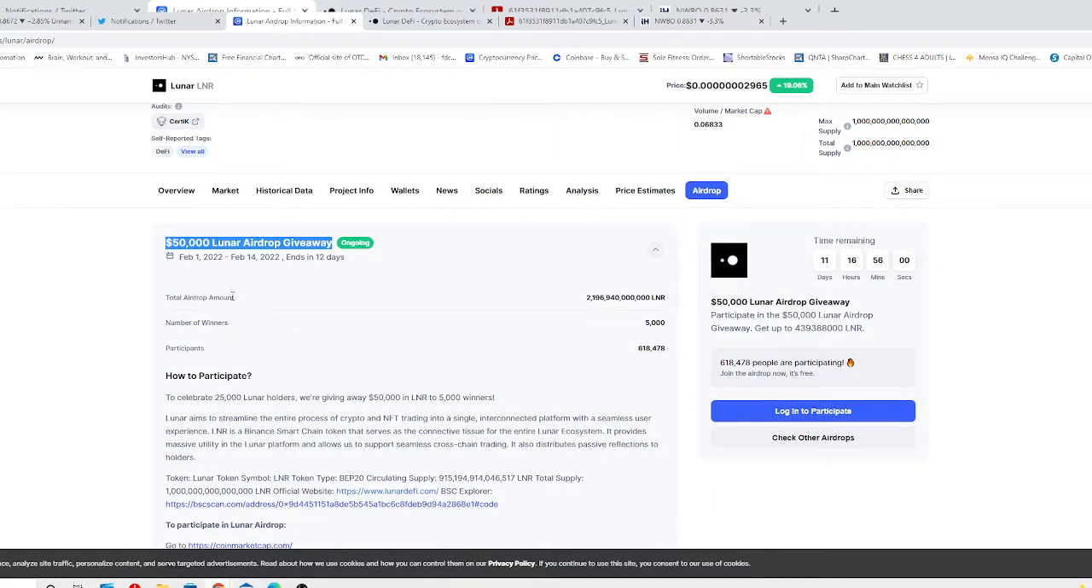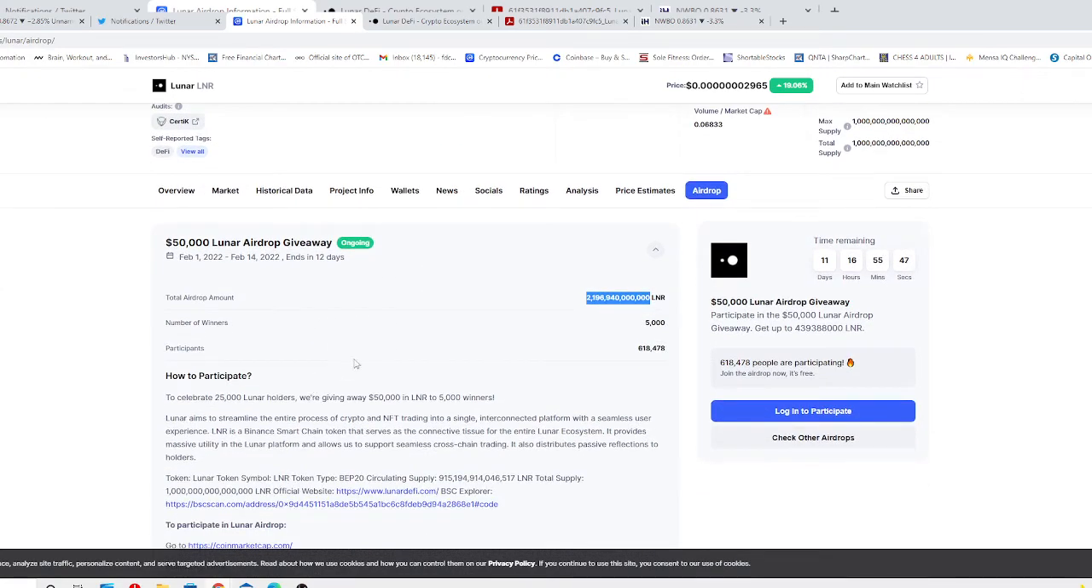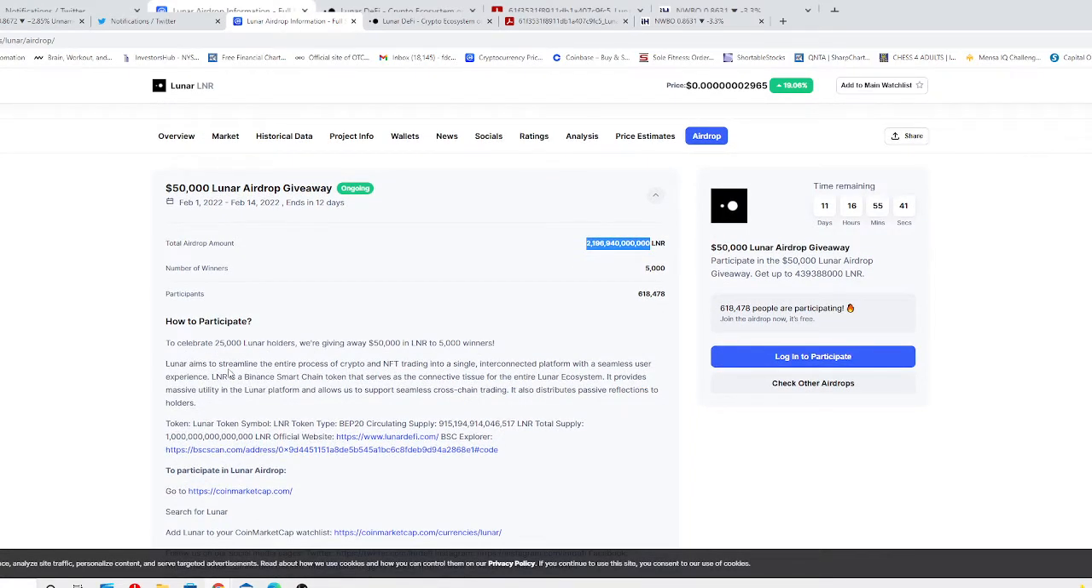The total airdrop amount is, wow, you can see in there, it's in the billions. Number of winners, 5,000. This is equivalent to the $50,000. Participants, 618,000. Have to participate to celebrate the 25,000 Lunar holders. We are giving away 50,000 in LNR to 5,000 winners.